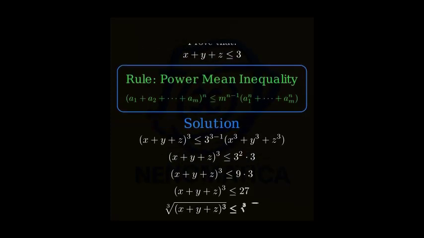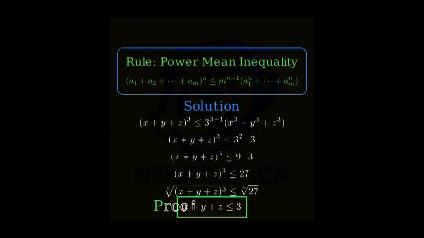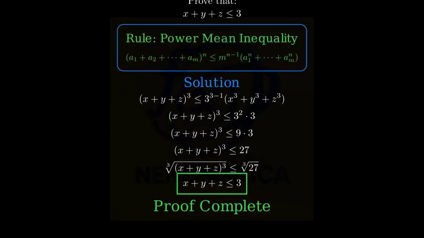Now, let's take the cube root of both sides. The cube root of (x plus y plus z) cubed is simply x plus y plus z, and the cube root of 27 is 3. Therefore, we have proved that x plus y plus z is less than or equal to 3, which is what we wanted to show.